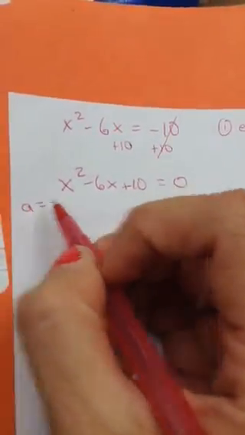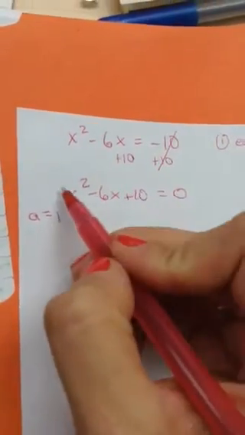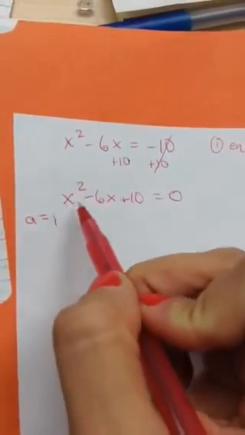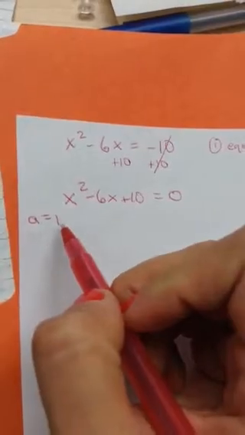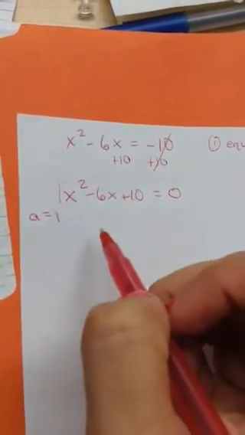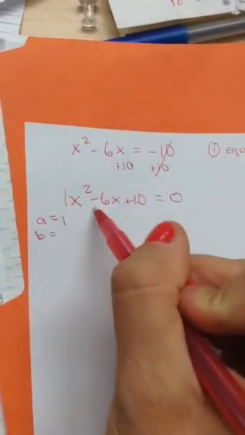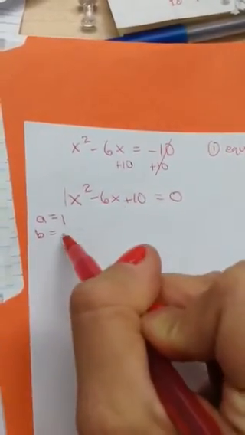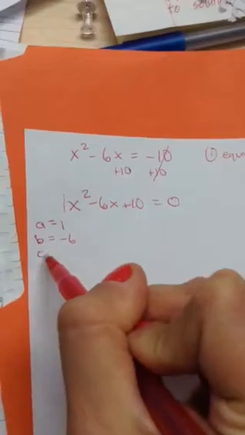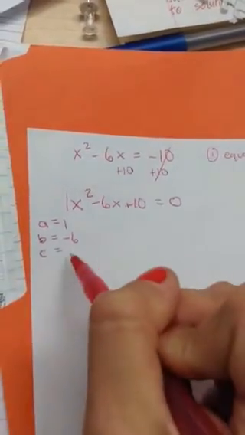So a is equal to 1 because the coefficient in front of my x squared is 1. It's like an invisible 1. My b is equal to negative 6 because that's what's in front of the x. And my c is equal to a positive 10.